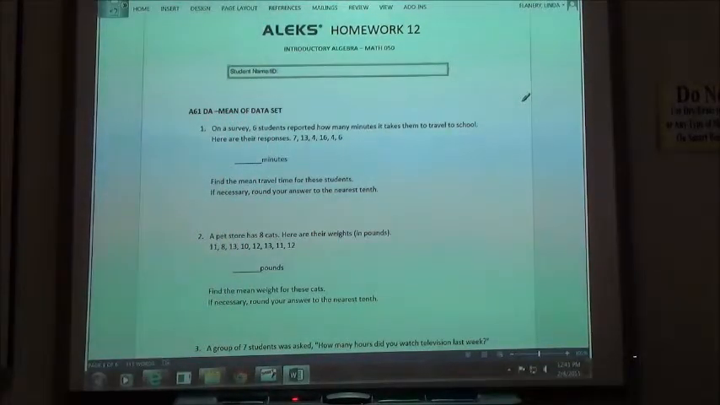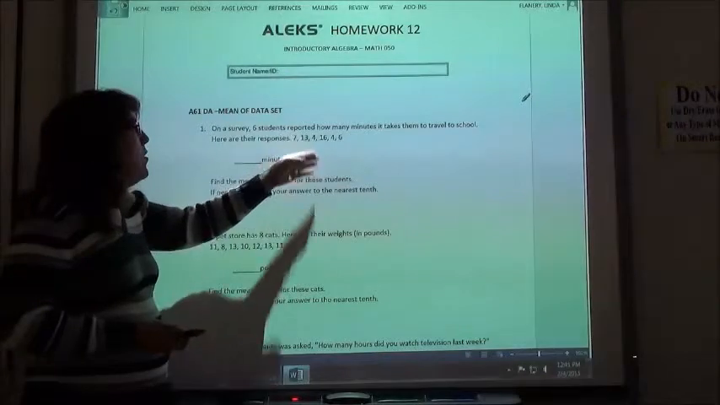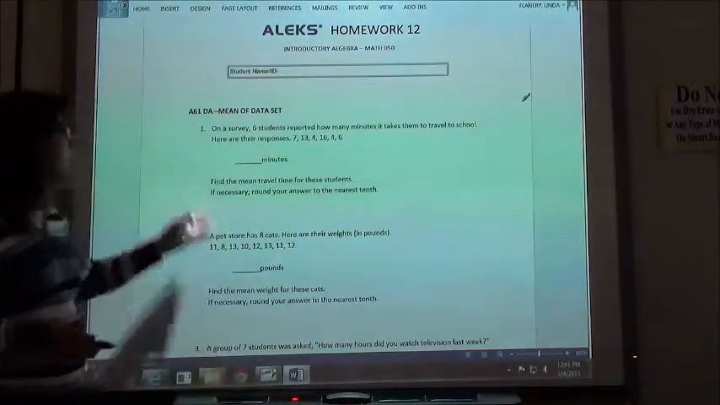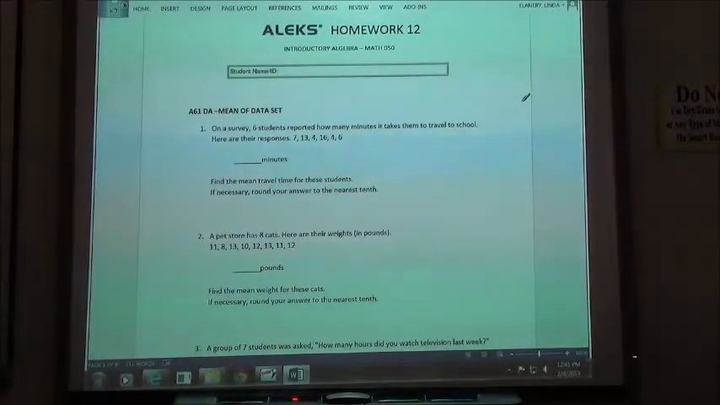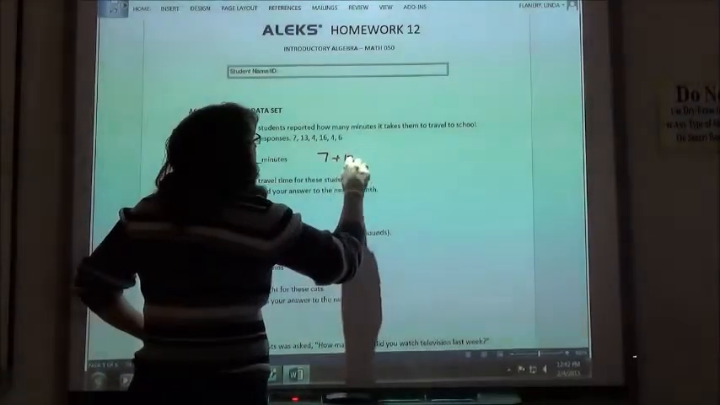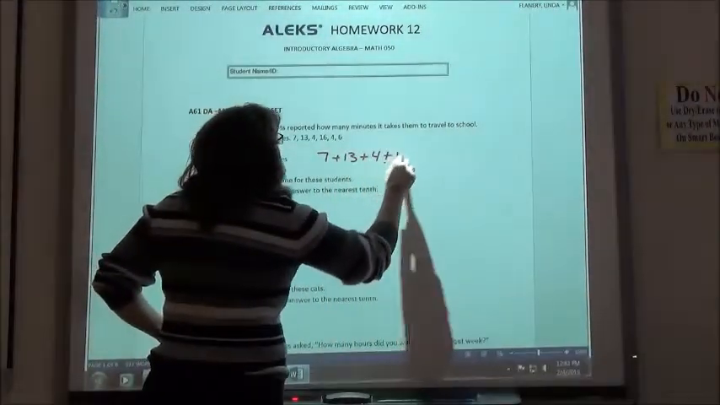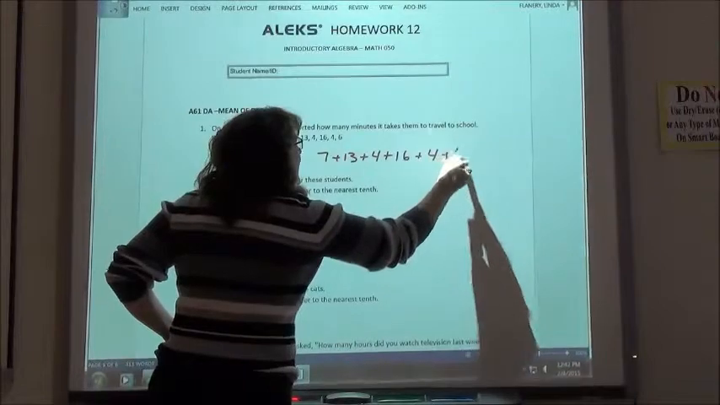It says, on a survey, 6 students reported how many minutes it takes them to travel to school. Here are their responses: 7, 12, 4, 16, 4, and 6. We want to find the mean travel time for these students. Mean is your fancy math word for finding the average of something. When you find the average, you add your numbers together, find that answer, and then divide by how many numbers are on your list. So in this case, we're going to start by doing 7 plus 13 plus 4 plus 16 plus 4 plus 6.